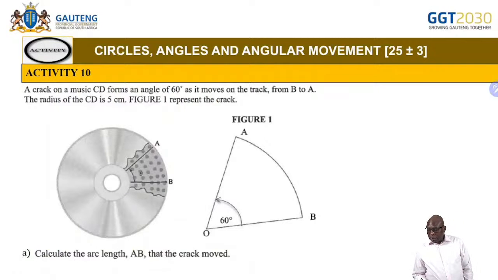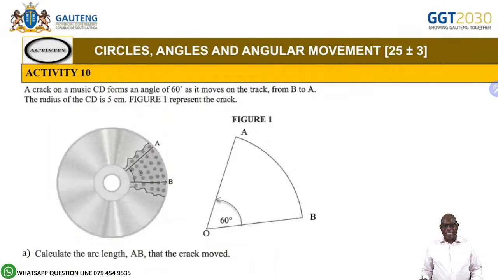Now, circles, angles, and angular movement. We're not going to waste time on this one because with this one we have a lot of formulas, so we need to work on the formulas. The formula is given, so there's no problem with that. The only challenge in this topic is conversions. If you don't know your conversions, then you're always going to get wrong answers. So you must know how to convert.